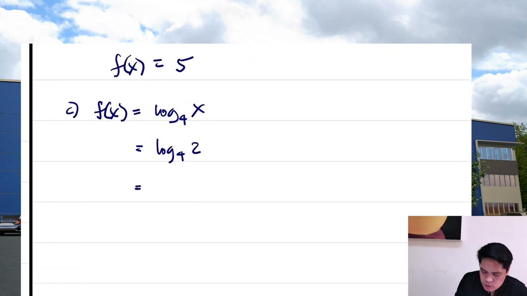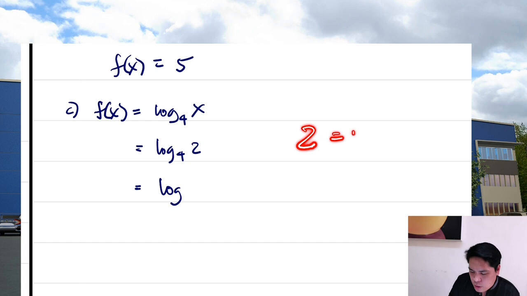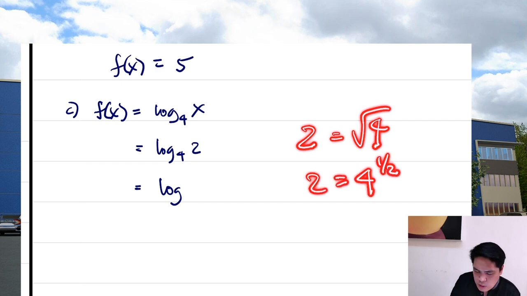Now, pwede tayo mag-change of base pero that's too complicated na if we do change of base. Pero pwede din tayo gawin natin tong 4 para meron tayong ma-cancel out. So what would be the equivalent exponential form of 2? So 2 is actually the square root of 4, right? Okay, taking the positive value, that's the square root of 4, or 2 is actually 4 raised to 1 half. So we could do that.